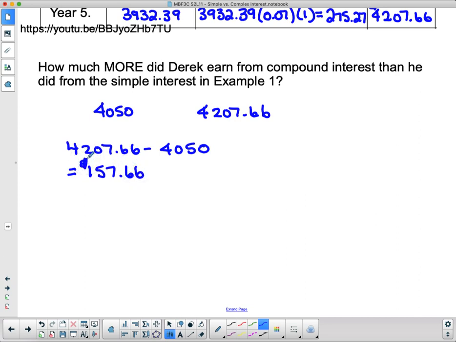Now this was only over 5 years. Over a longer period of time, the simple interest and compound interest diverge from each other, so compound interest is a lot better if you're doing long-term investments. In the short term, it may seem like just a small amount, and from 1 year to the next, it's not a big deal. But once you get a long-term investment, then compound interest is definitely beneficial for you. So you've got a few questions to do. Give them a try, and that's that.